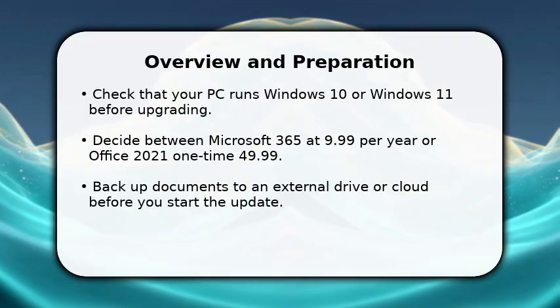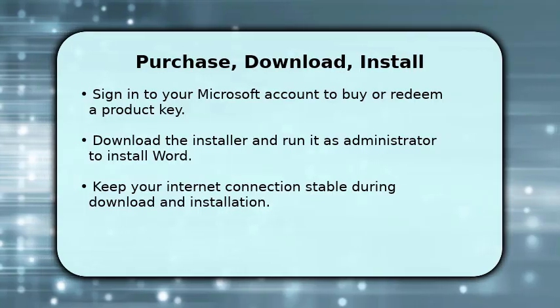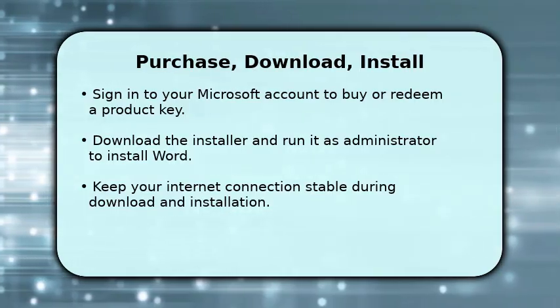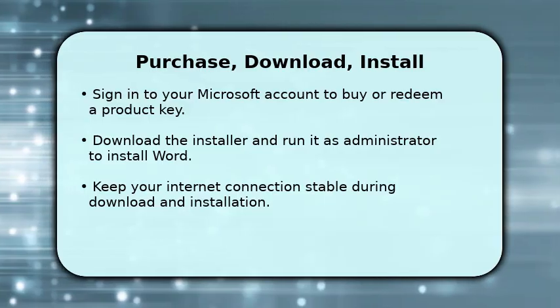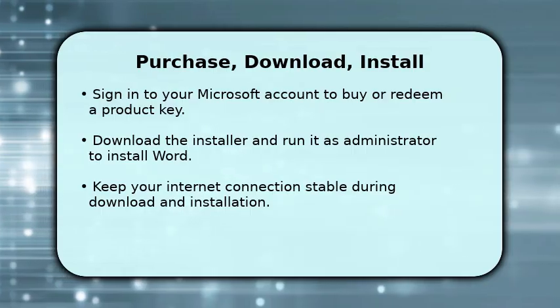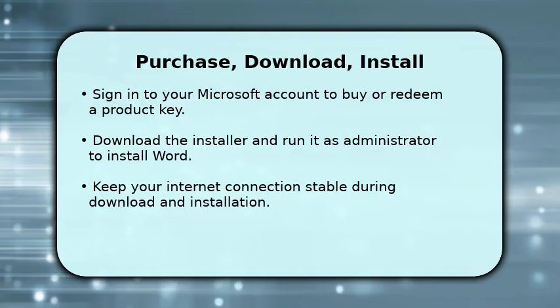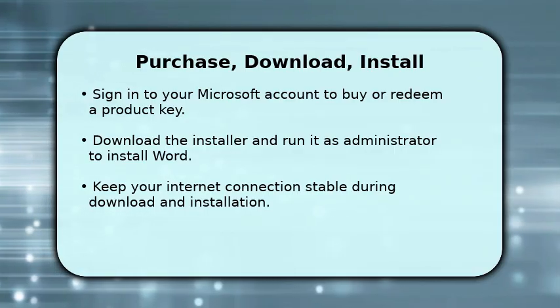Sign in to your Microsoft account to buy Microsoft 365 or to redeem an Office 2021 key. Choose the subscription at $9.99 per year or the one-time Office 2021 purchase for $49.99. After purchase, go to Services and Subscriptions to download the installer file.